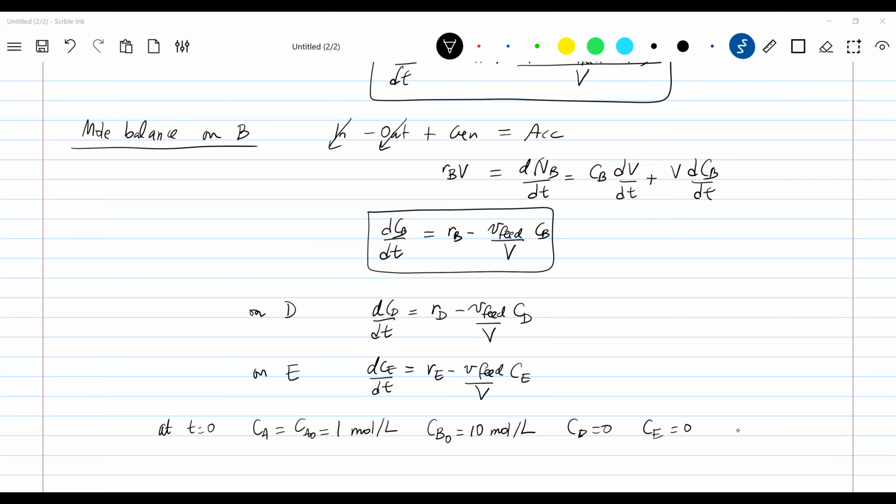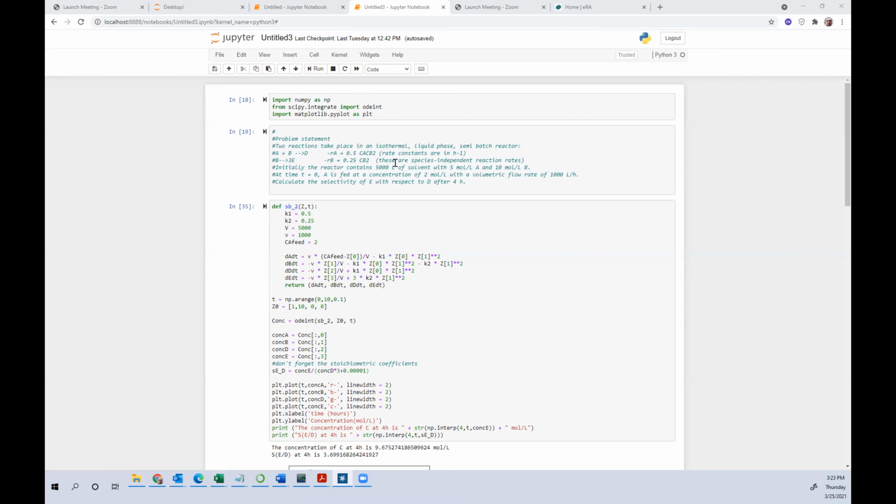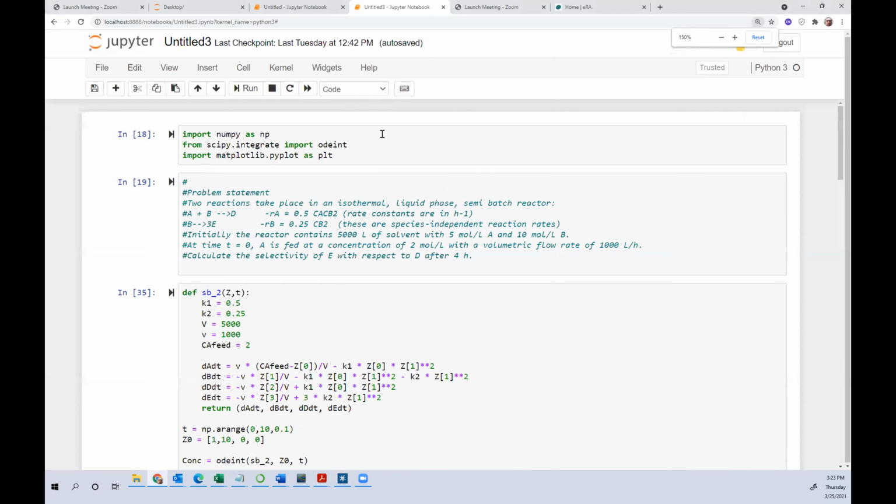Where are we? There we go. Can you guys see this? I hope. Can you zoom in a bit? Say that again. Can you zoom in a bit? In this page? Yes. Let's see if we can. That's better? Yeah, that's much better.